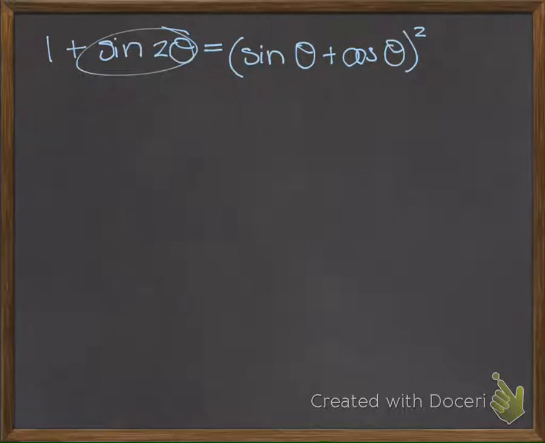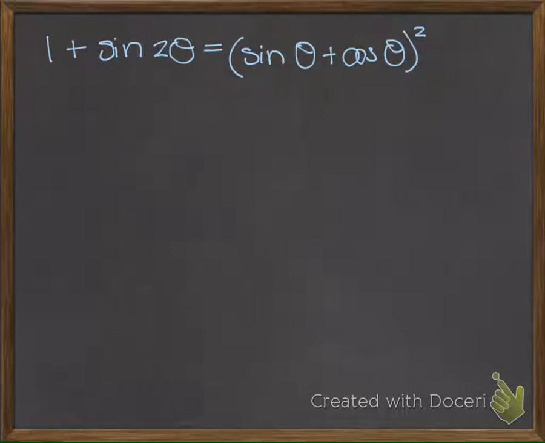You can't get rid of a 2 when it's inside with the angle. It's not like you can just factor it out or divide by 2. So the minute you see a 2 theta or a 2x or 2 anything like that, you need to use your double angle identities. Which side would you prefer to start with on this one? I would probably start with the right. I can see more to do with that.